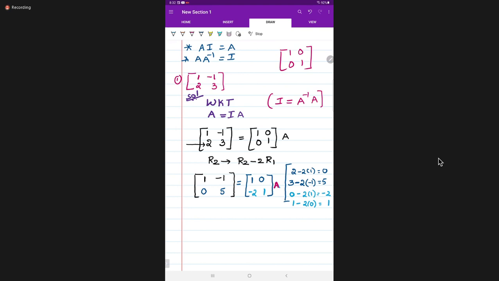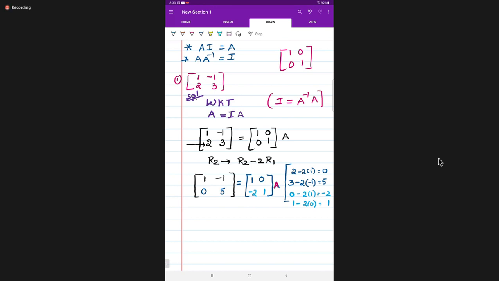Okay. Now see that left side matrix. To convert it into the identity matrix, next in the second row, the 5 we have to make as 1. Here we apply the second condition. That 5 make it as 1.